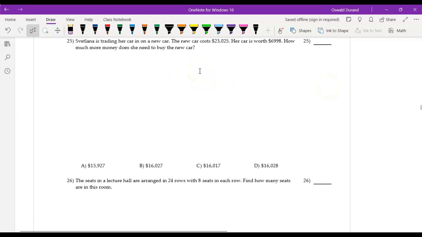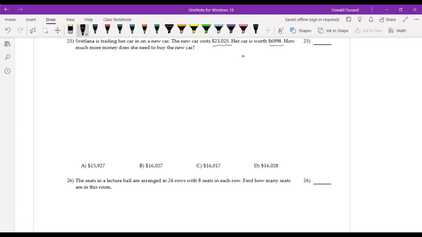Okay, so let's look at this problem here. Svetlana, oh, hold on. Svetlana, must be a Russian name or Eastern European name. Svetlana is trading her car in on a new car. The new car costs $23,025. Her car is worth $6,998. How much more money does she need to buy the new car? Okay, so the new car costs that value here, and by trading her car and collecting that money, she will get about $7,000, $6,998 to be more accurate. So all we have to do is do the difference of those two, and that's what Svetlana will need in order to buy the new car.